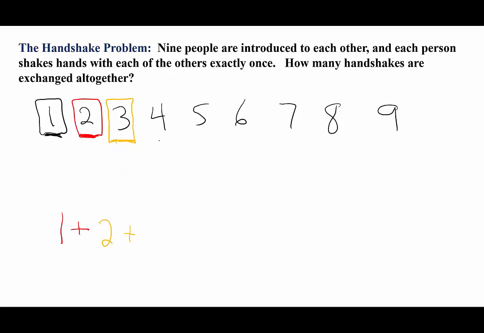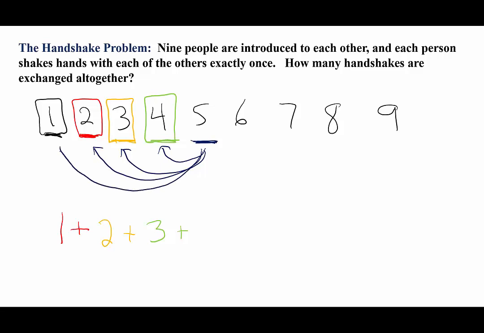So now, person 4 is going to walk into the room, and shake hands with 3, 2, and 1. So he's going to add how many handshakes? 3. And we are done with person number 4. Person 5 is going to walk into the room. And he shakes hands with person number 4, 3, 2, and 1. So he's going to add 4 handshakes. And we are done with person number 5.